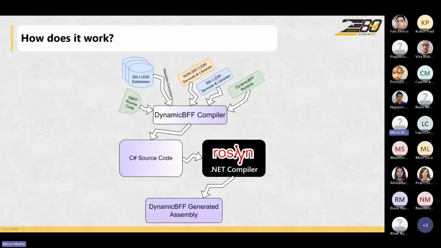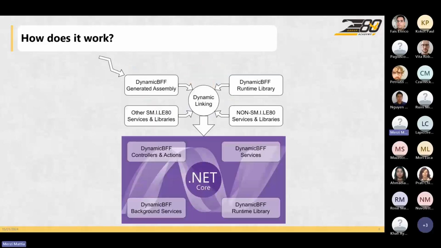So the Dynamic-BFF compiler reads the Dynamic-BFF source code and produces C# source code. It is transparent to the developer. The source code is never saved on a disk for security reasons, and it will be generated in memory. It is compiled by the Roslyn compiler in memory, and a .NET assembly is then generated.